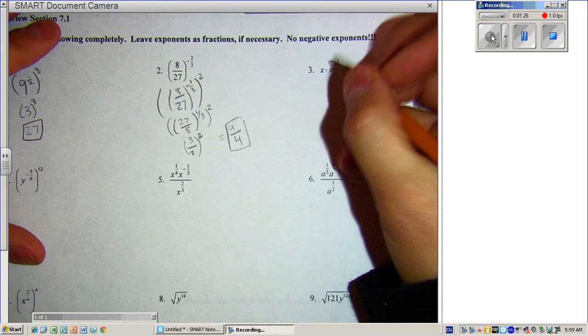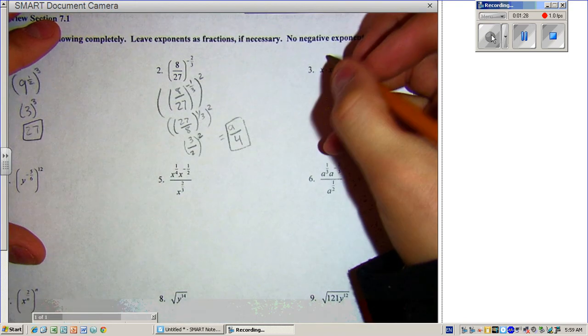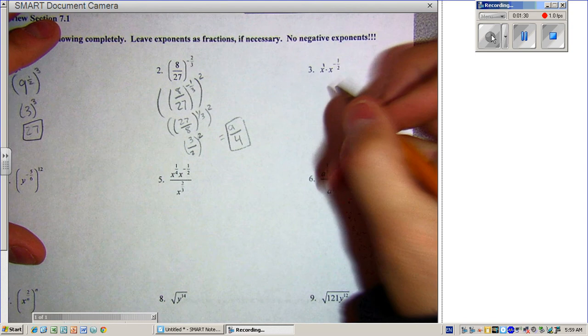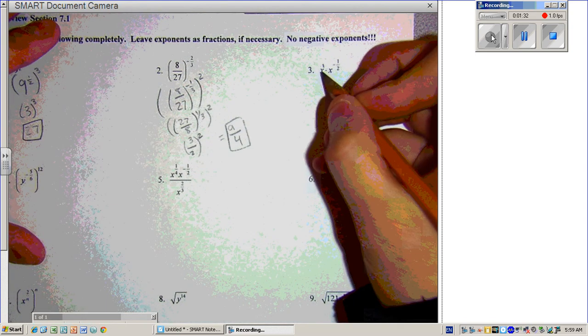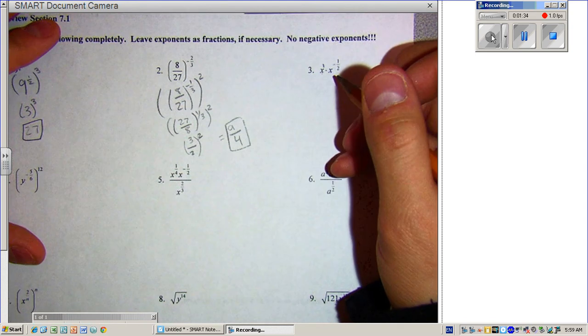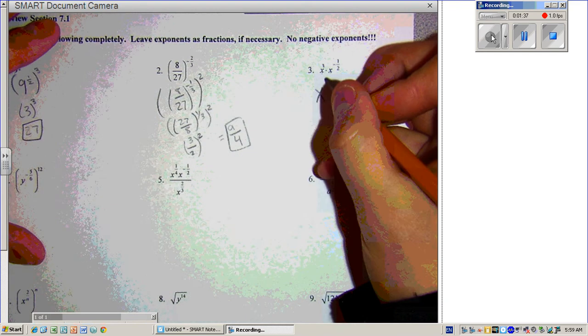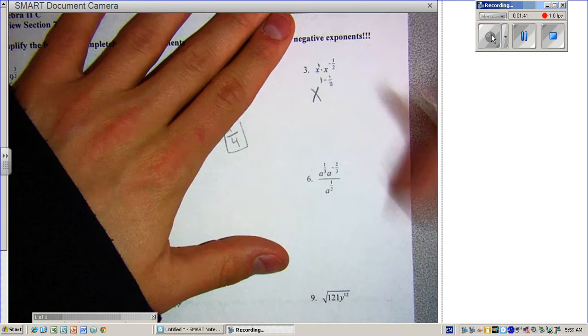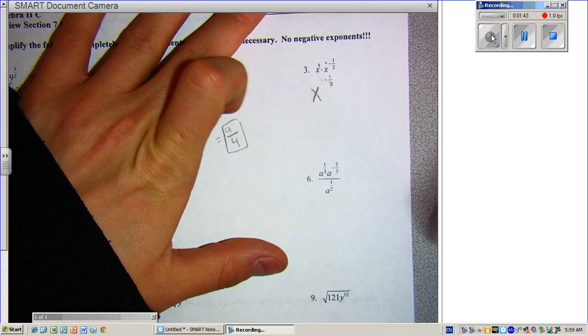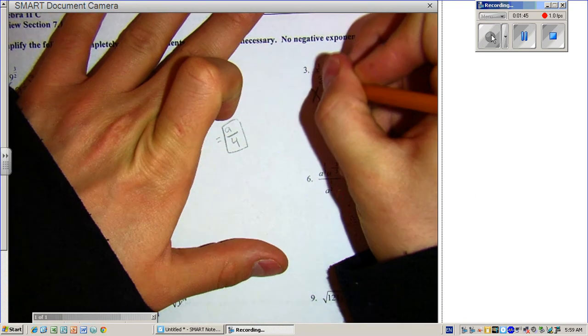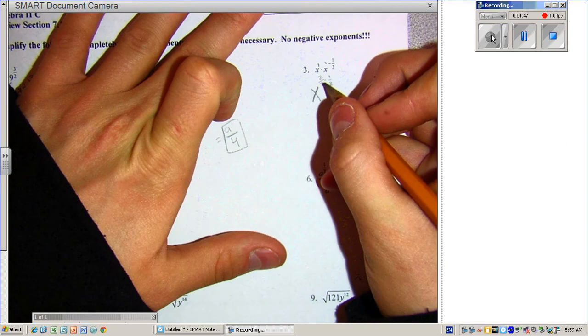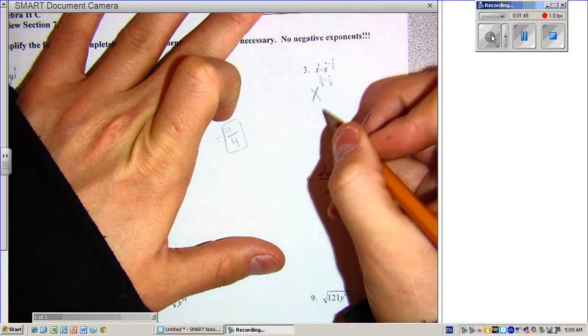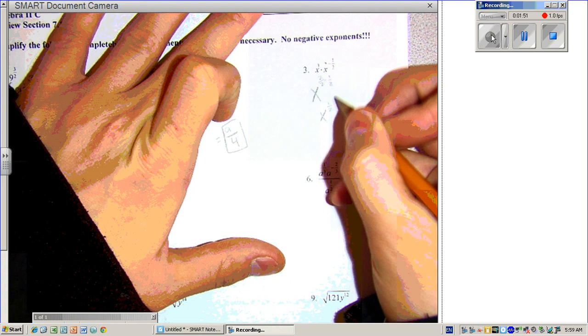Now remember that x has an imaginary exponent of 1, so if I multiply x to the first times x to the negative 1 half, that means I need to add them, so that's going to make x to the 1 minus 1 half. Now I need to write 1 with a denominator of 2. The way I'm going to do that is 2 over 2. So that's going to be x to the 2 over 2 minus x to the 1 over 2, which leaves me with x to the 1 half.